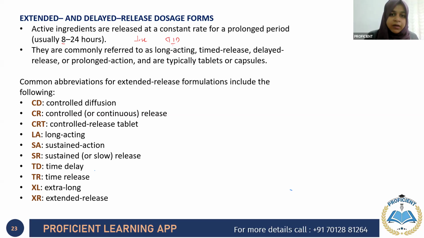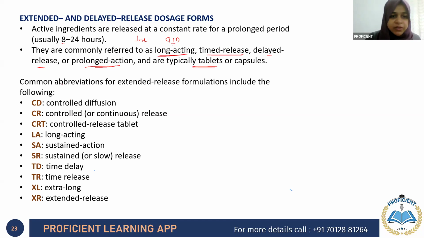Now, there are a lot of different terms that are used for this extended release. Okay, and they are what? Long acting preparation, we say time release, delayed release, prolonged action, right? And they are typically tablets or capsules, right?